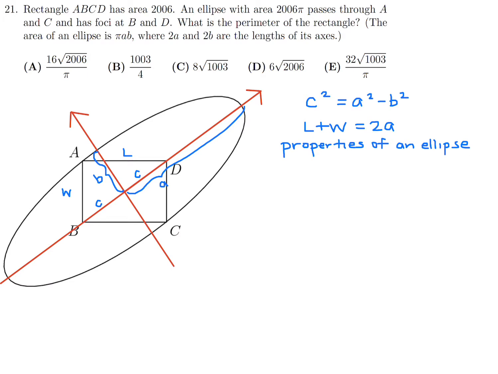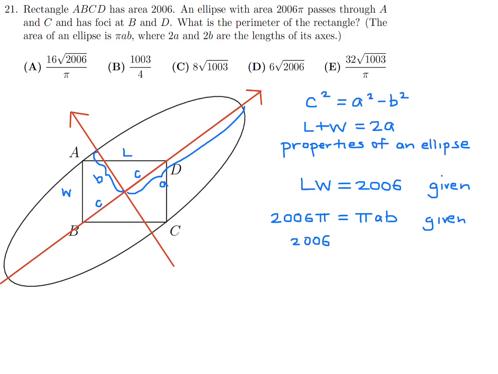And they tell us in the question that the rectangle has an area of 2006. So the length times width is 2006. That's given in the question. And then also given in the question is that the area of the ellipse is 2006 pi, and we are told that you figure out the area of an ellipse by multiplying pi times a times b. That's also given in the question. So this just simplifies to 2006 is equal to AB.